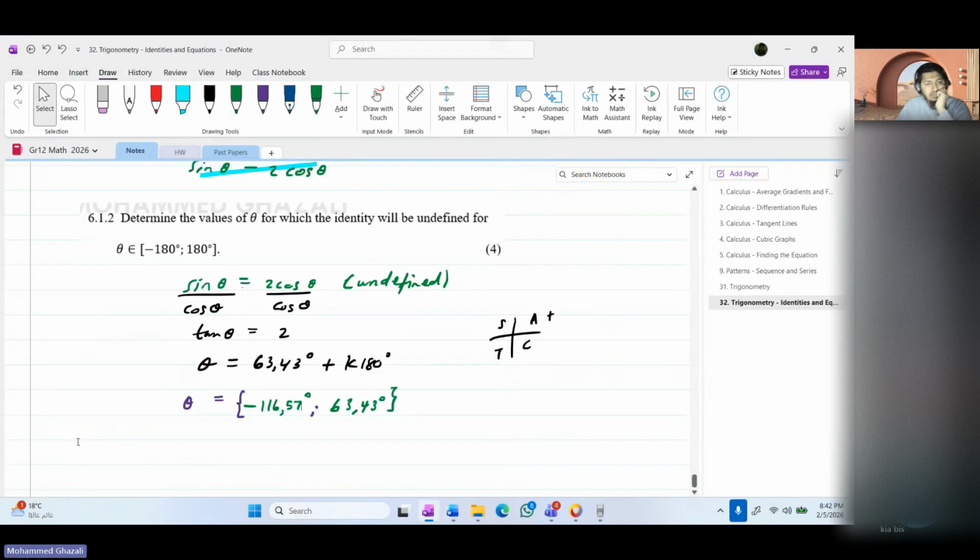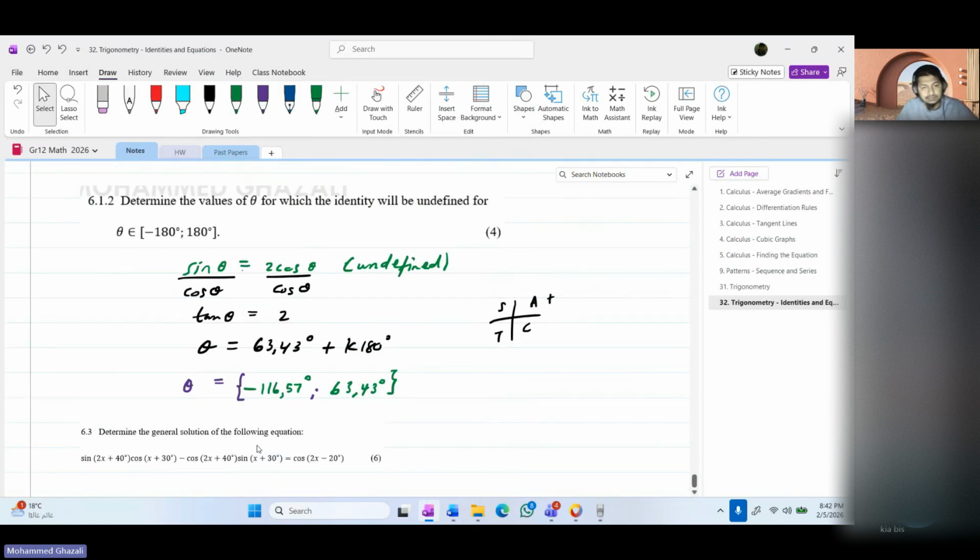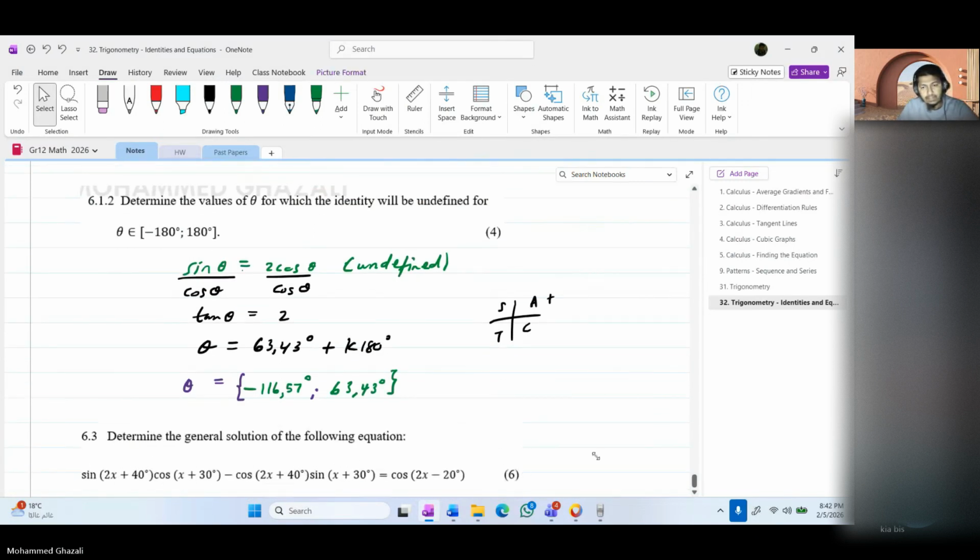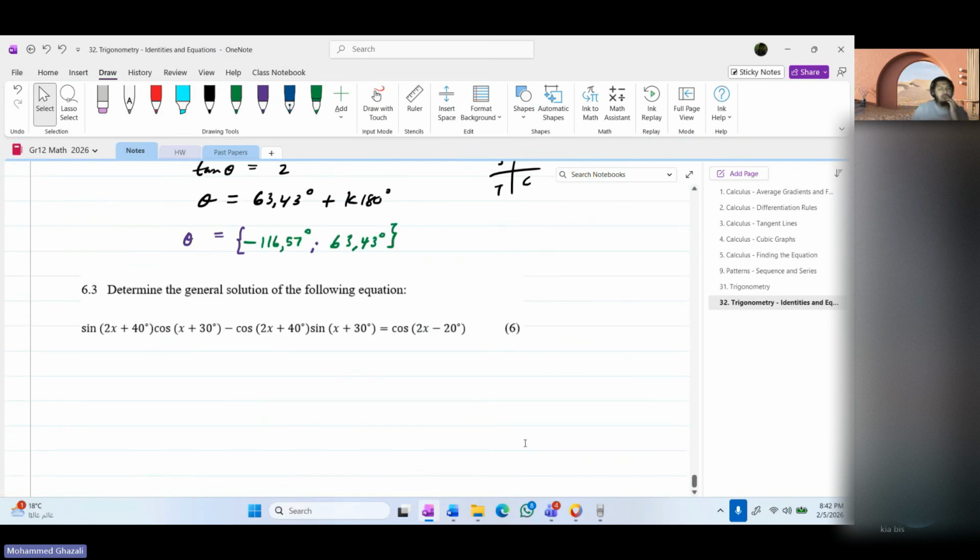This was another nice question. General solution of this. Determine the general solution of the following equation. Now, what type of equation is this? It's very important that you try to identify and not open up everything. You just see cos, sine. What you need to identify here is these things: sine, cos, cos, sine. And look at this angle: 2x plus 40, 2x plus 40, x plus 30, x plus 30.